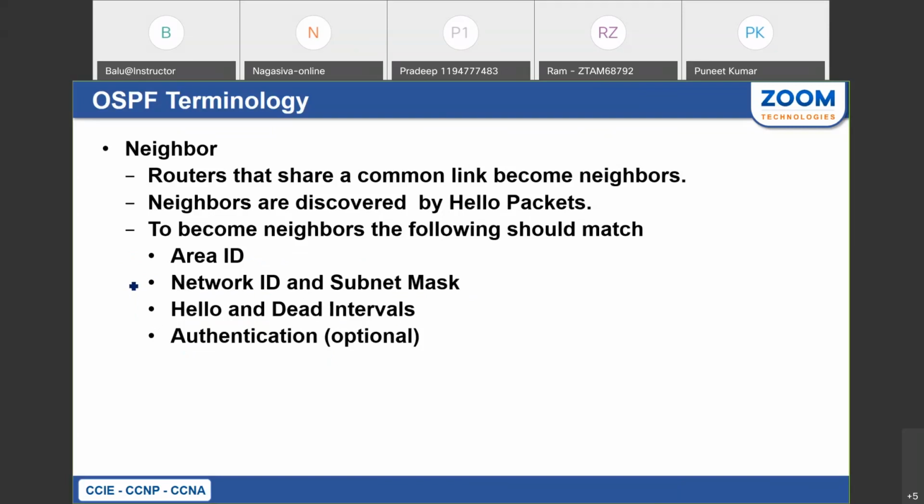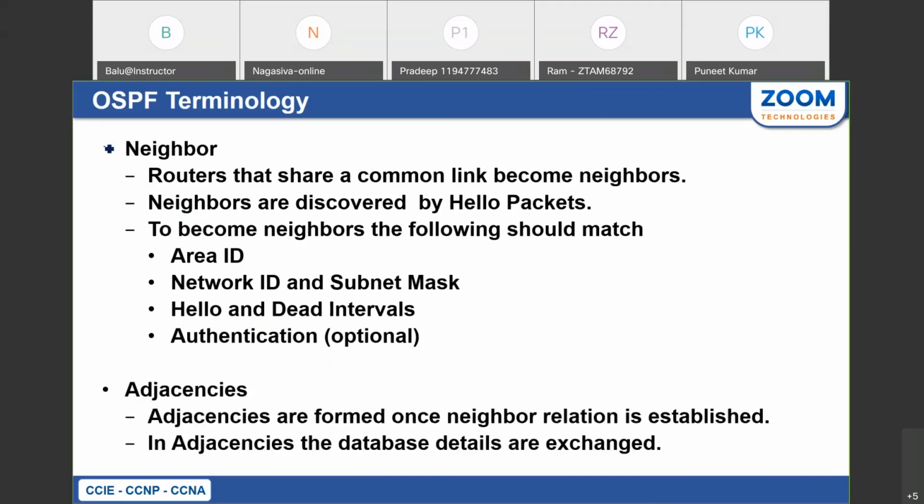So here we have two terminologies. One is a neighbor and one more is adjacencies. No neighbor means no database exchange, no communication. Exactly, no communication. So here we have two points. One is what? Neighbor and one more is adjacencies. So what is meant by neighbor and what is meant by adjacency?